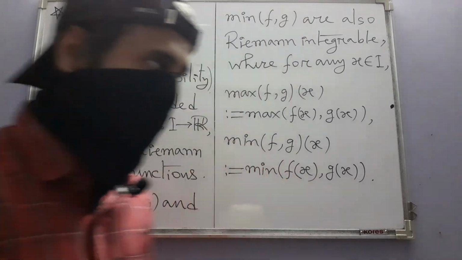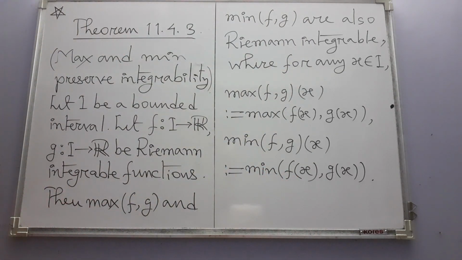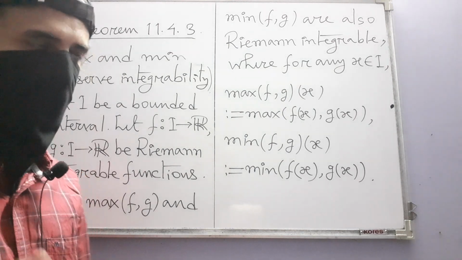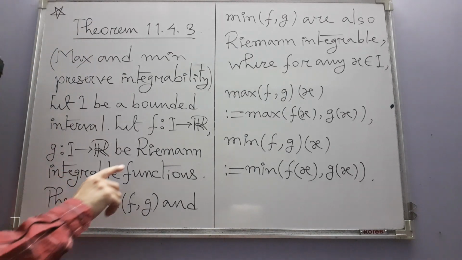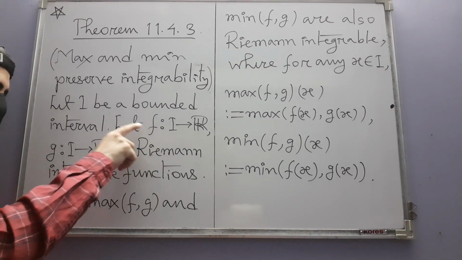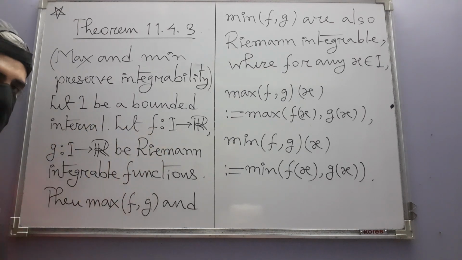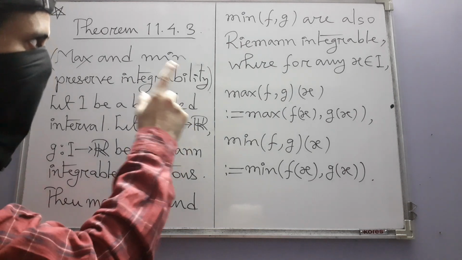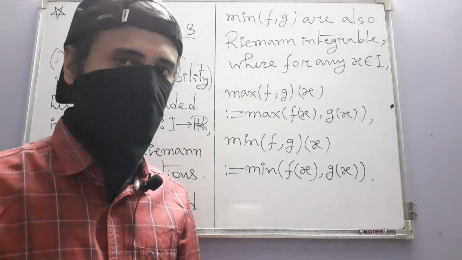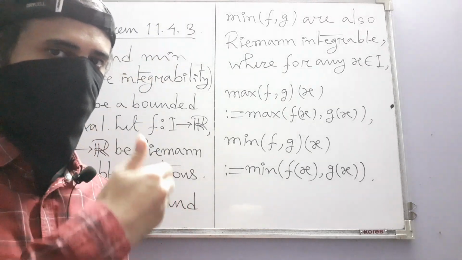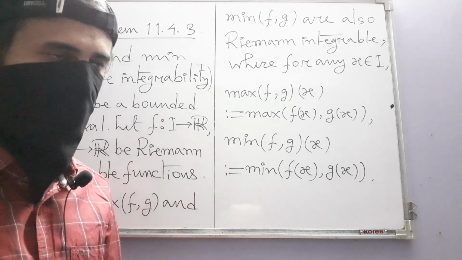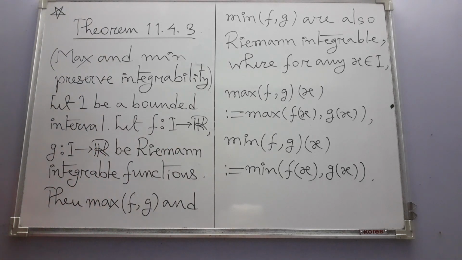Okay, so we are going to prove this result today. We have already seen this statement. Here we have two Riemann integrable functions f and g on a bounded interval I, of course. We have to prove that then their maximum and their minimum, these two functions, which also are functions from I into R, are both Riemann integrable over I. Okay, so let's see the proof.